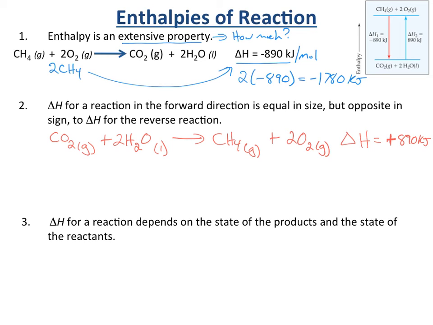Third, we have to understand that the delta H for a reaction depends on the state of the products and the state of the reactants. If we look back up at the top reaction, we could think about what if, instead of producing water as a liquid, we actually had water as a gas. In that case, we would find that the delta H for that reaction is minus 802 kilojoules. Because now we're producing water as a gas, not as a liquid, the delta H for that reaction is different.